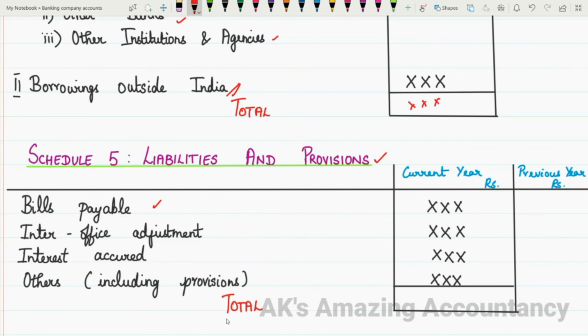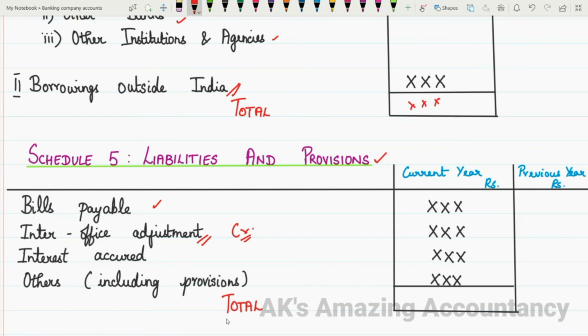And then if you have any inter-office adjustment, you have to be very, very careful with this particular item. You have to see whether that inter-office adjustment is a credit item or a debit item. If inter-office adjustment is credit, only that will come here under liabilities and provisions. If inter-office adjustment is debit, that will come under schedule 11, other assets. So if inter-office adjustment debit is given, where will you show it? That will come under schedule 11, other assets. Only if inter-office adjustment credit is given, it will come under schedule 5.